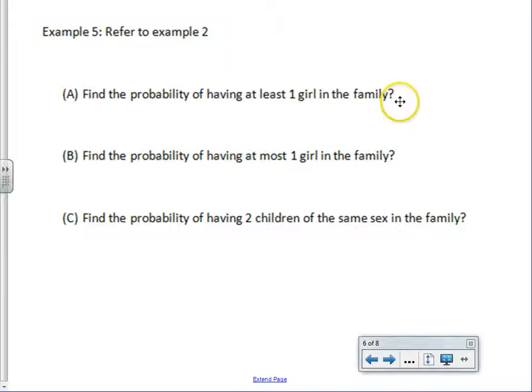Example 2 now, with the boys and girls, I believe. Probability of having at least 1 girl in the family. So 1 girl or 2 girls would be a winner in this case. That would be 3 out of 4 outcomes. Probability of having at most 1 girl in the family. Oh, I think I have a typo in this. At most 1 girl means that you could have 0 girls or 1 girl. So if I add that up, it's actually 3 out of 4. Let me fix that on my key. Good thing I caught that. And then find the probability of having 2 children the same sex. So girl, girl, or boy, boy would be 2 out of 4, which of course is 1/2.